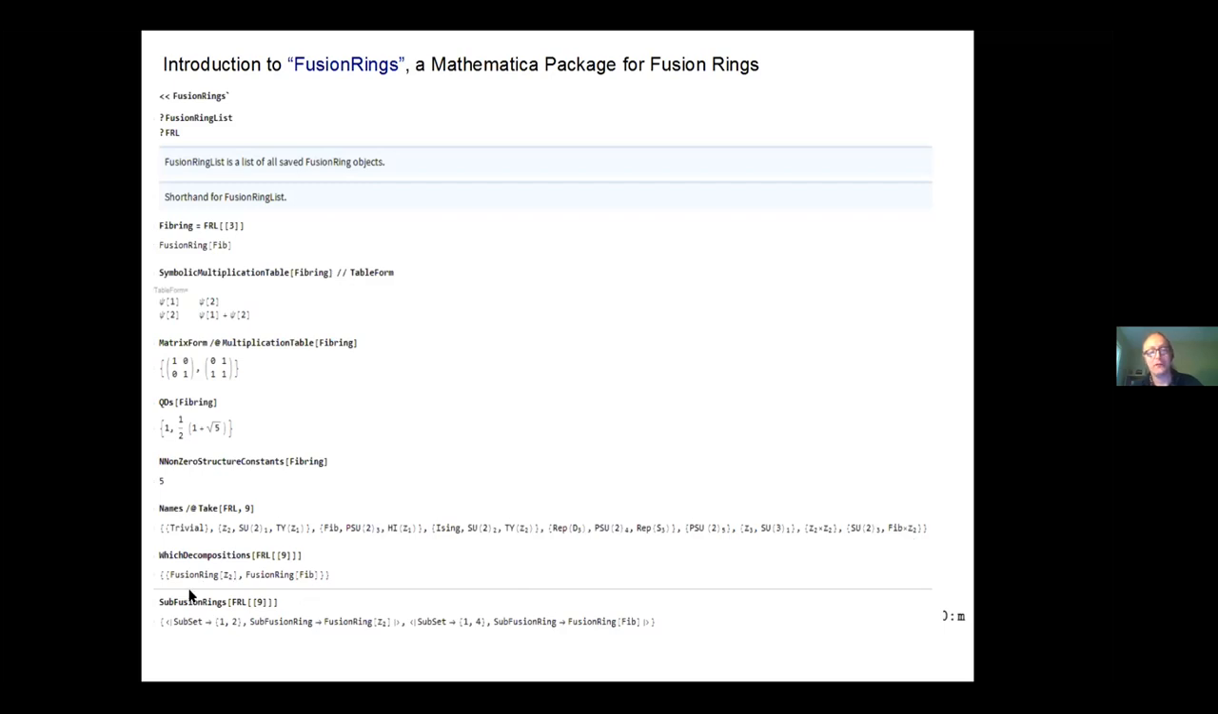But we can also ask for the subfusion rings, and it says, oh, particles 1 and 2 actually form a Z2 fusion ring. Particles 1 and 4 form a Fibonacci subfusion ring. So these are very simple things, but once you have a lot of fusion rules, it becomes quite nice to be able to apply this kind of stuff in bulk.